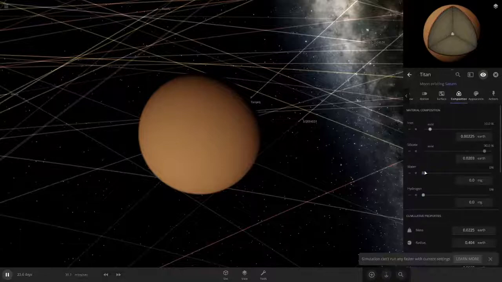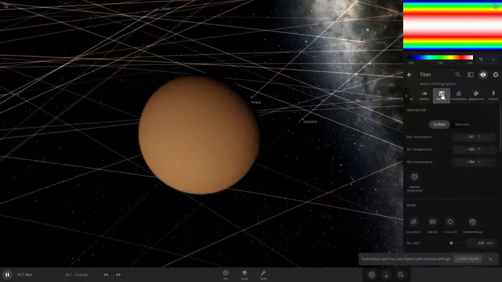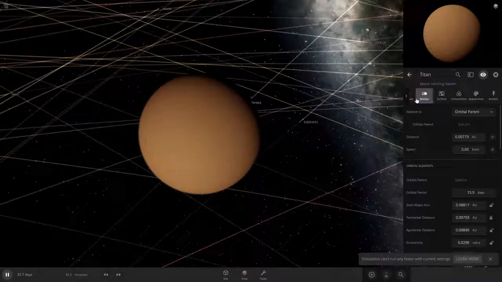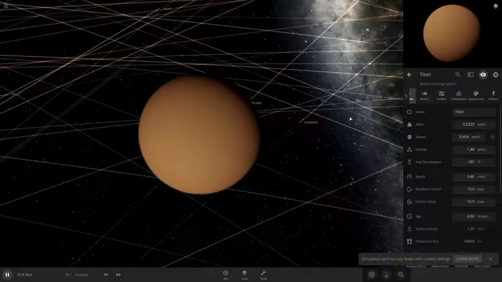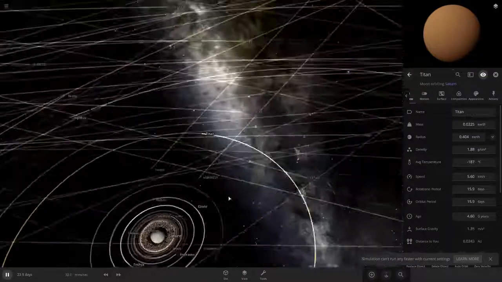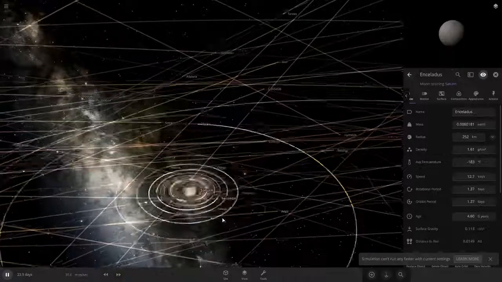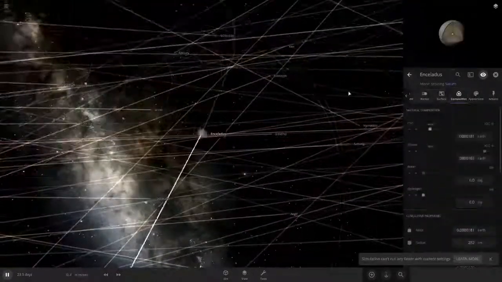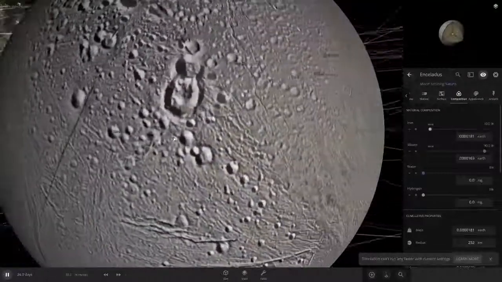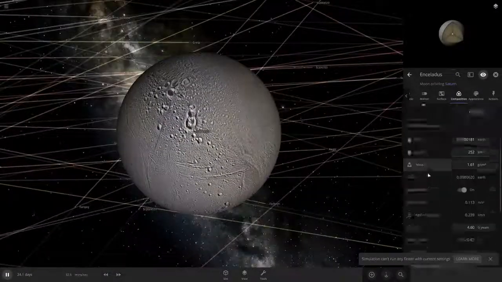Titan. The most interesting of all Saturn's moons. I only know two of Saturn's moons, Titan and there's Enceladus, like right here. And Enceladus is what, mostly made of ice? Oh, Enceladus is made of ice.